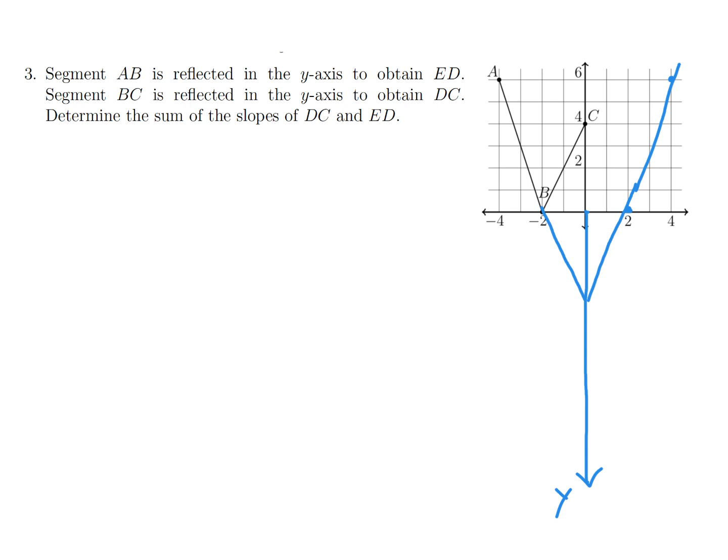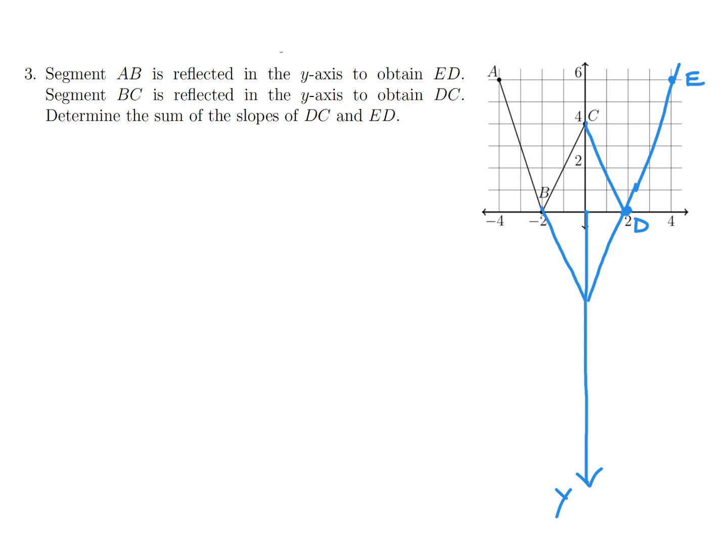I'm not entirely sure where is E and where is D. They don't label E and D, do they? So I'll just call this point D, and I'll call this point E, I guess. Okay, and then what's this next one? BC is reflected also. So BC, that's reflected, so I guess it's going to be like this. And that's DC, and DC is already labeled. Well, I labeled D.